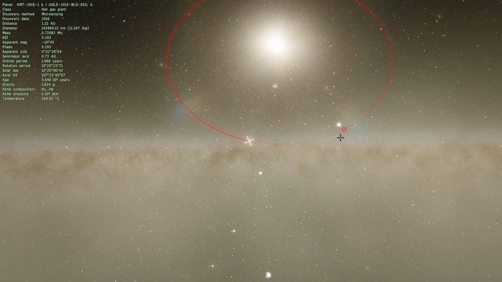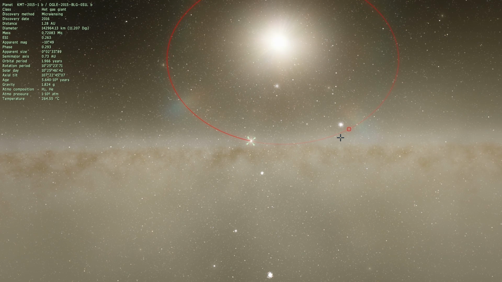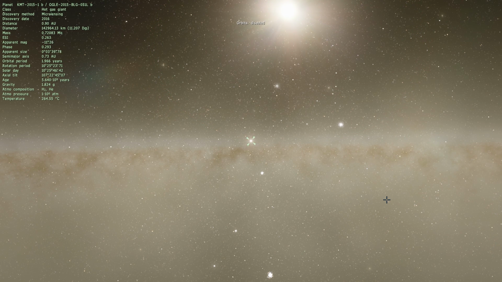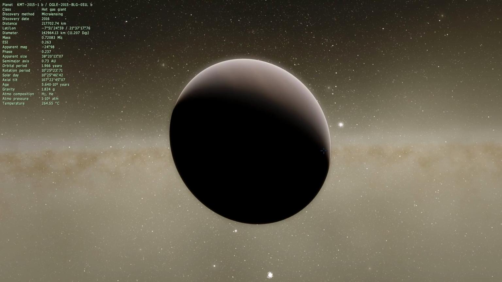And unfortunately, we don't know, and will probably not know for a long time, if there are any moons orbiting this particular exoplanet. But you can only assume that there are moons, because it's a gas giant. It has to have something orbiting around it, because every single gas giant and ice giant in our own solar system has something orbiting around it.